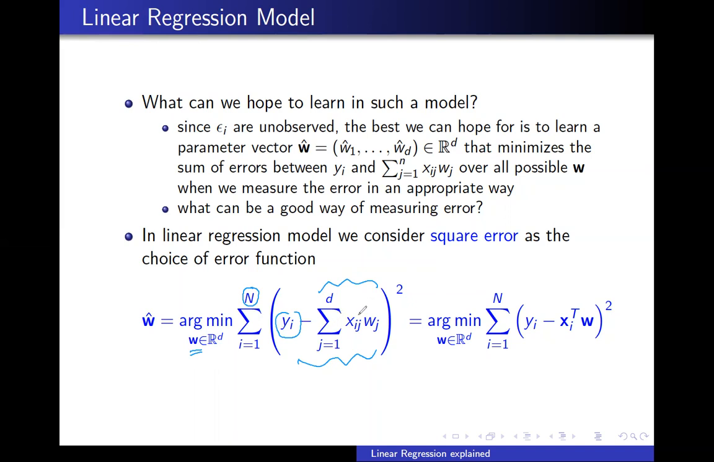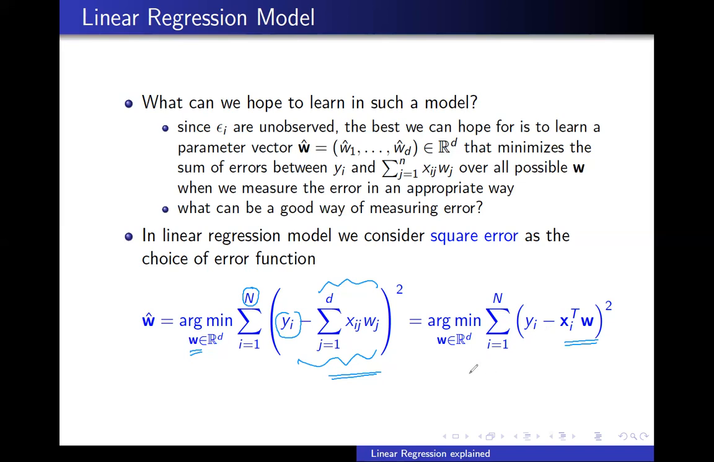So now you can represent this second term in a matrix vector kind of representation. This is nothing but the dot product between the ith data point and the W. So now it becomes a much cleaner representation, and you are basically trying to find a W that minimizes this square.